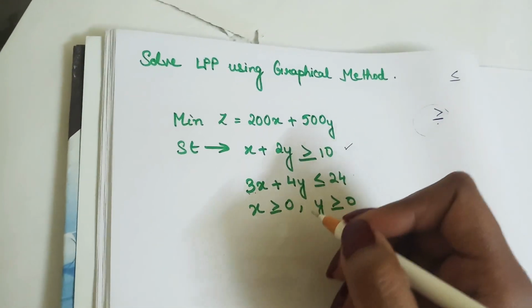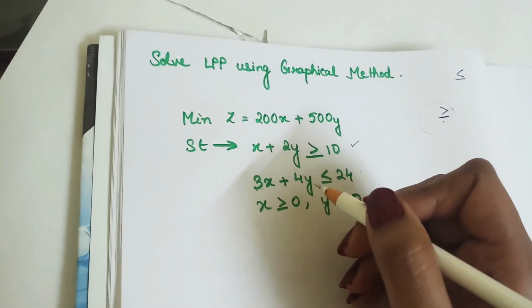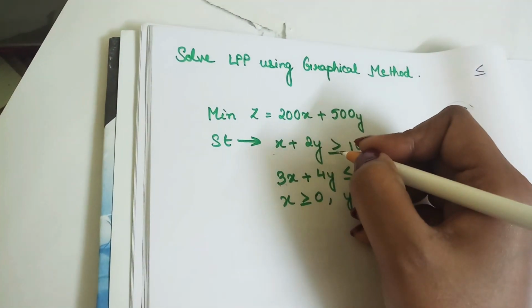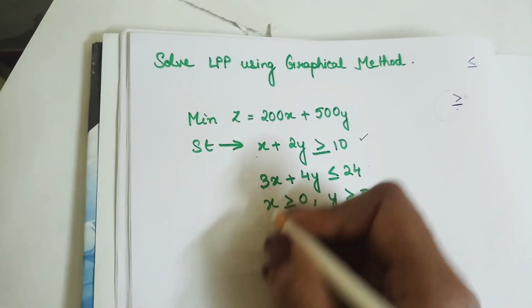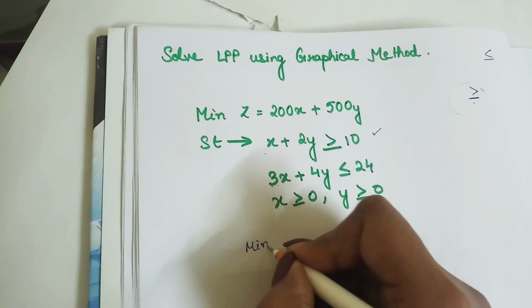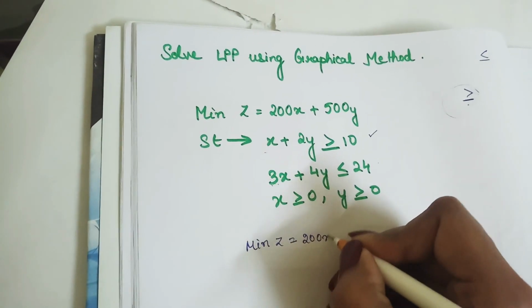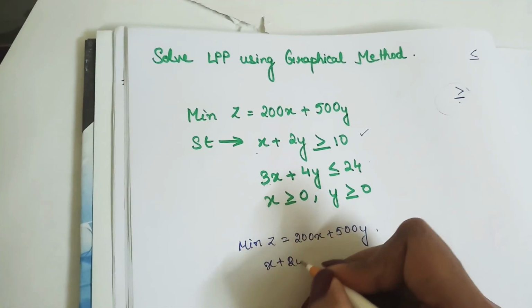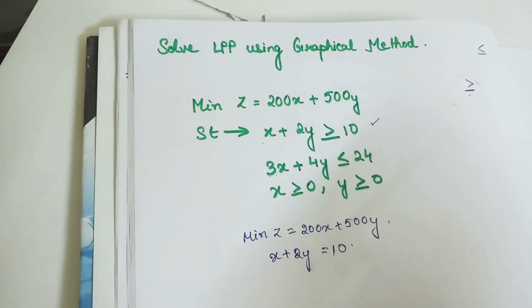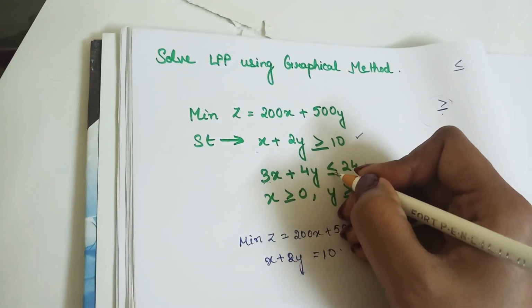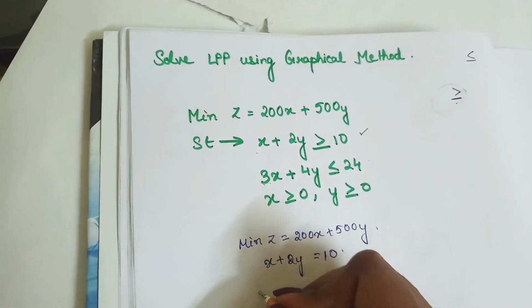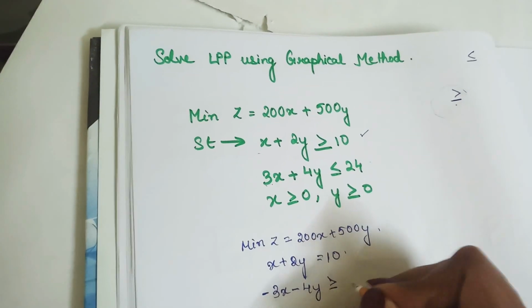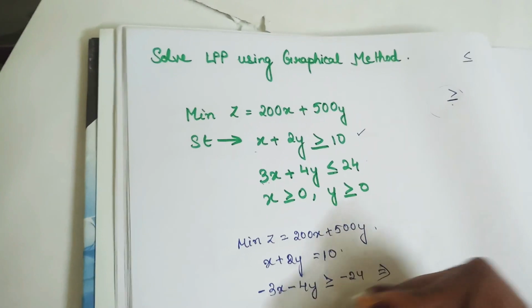All right, so the first step is to convert the inequalities into equalities. For the first one, this is okay because it's minimization and it's greater than equal to, so I don't need to change anything. So let's just write it. First write minimization, min z is equal to 200x plus 500y. This one will be as it is. x plus 2y will be simply equal to 10. I'm going to change this because it's in less than equal to. I have to make it greater than equal to. Simply change the sign, that is minus 3x, this will be minus 4y, this will be greater than equal to minus 24, and this is done.